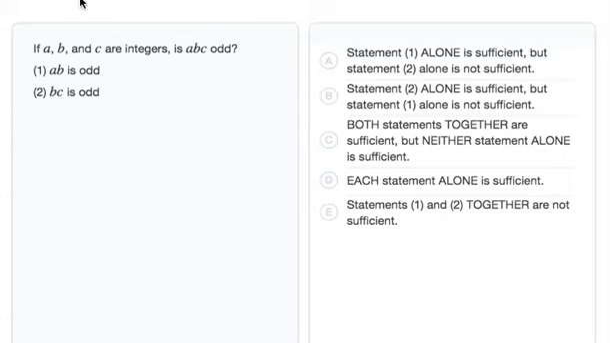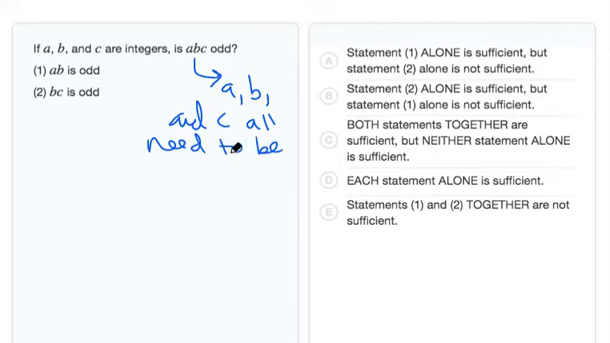So we want to recall some of our even and odd properties. For a product to be odd, we can't have any of the numbers be even, because an even number times anything is going to result in an even number. So that means if the product is supposed to be odd, A, B, and C all need to be odd for the whole product to be odd, because otherwise if any of them is even, the product is going to be even. So let's now dive into statement 1.